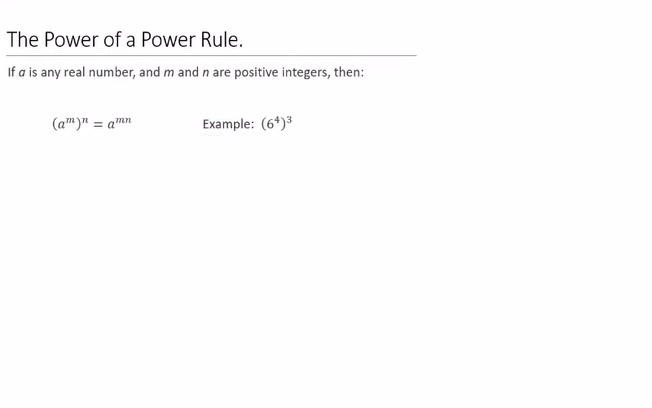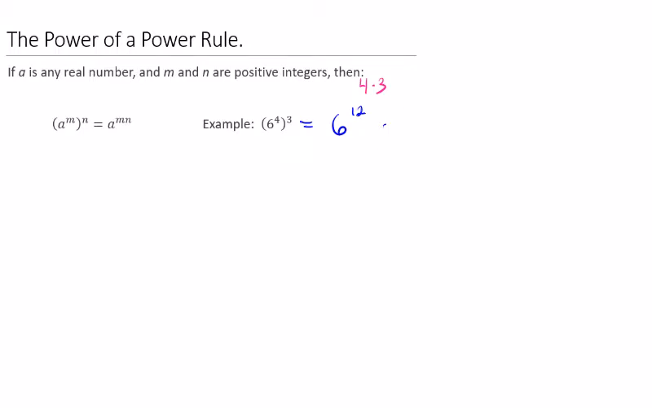So I have 6 to the 4th raised to the 3rd power. Basically what I'm going to do is just multiply those exponents. So I'm going to keep the base 6 there, and then I'm going to multiply 4 by 3. So I'm just multiplying these exponents together. 4 times 3 is 12, and so that's the power property.